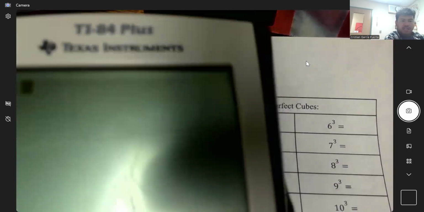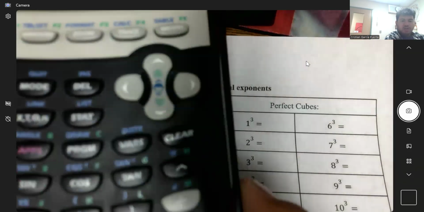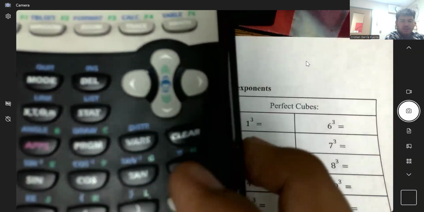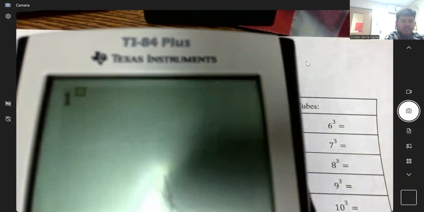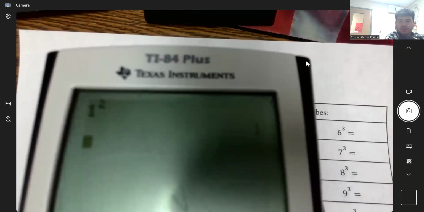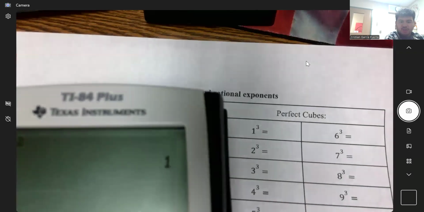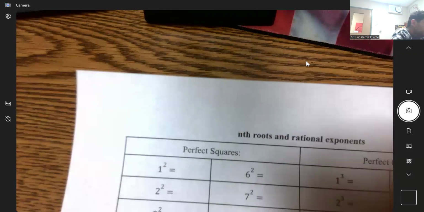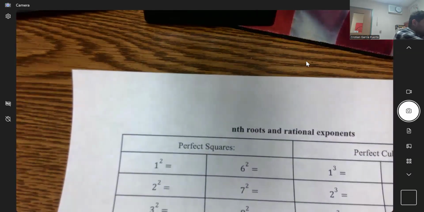And then to put the exponent, you have to put the caret button, which is this button right here. You click on it, and then you press the exponent. Since our exponent is two, we're putting in the two. And then we just click enter. And it gave us that one squared is equal to one. So we would do this for all of them, and when you do, you get that one squared is equal to one.